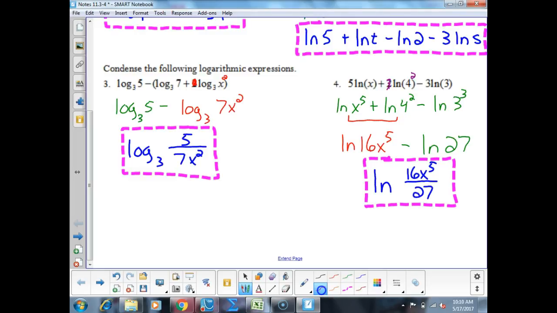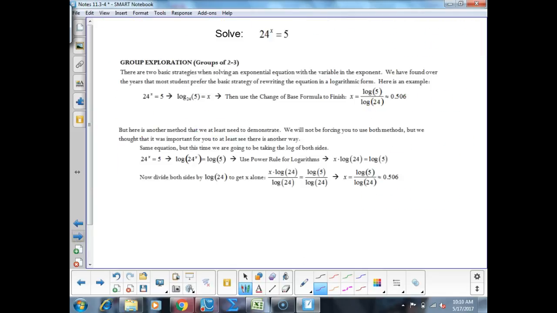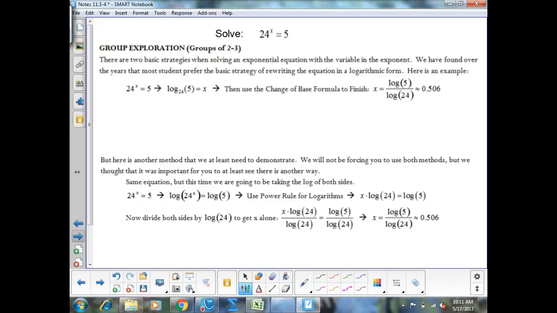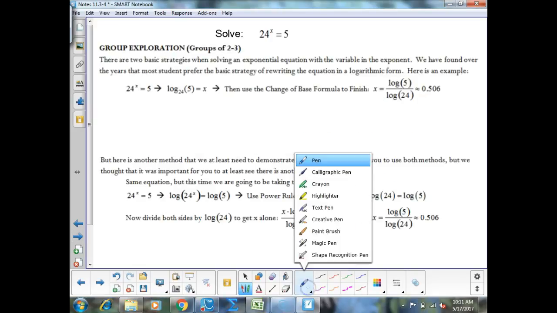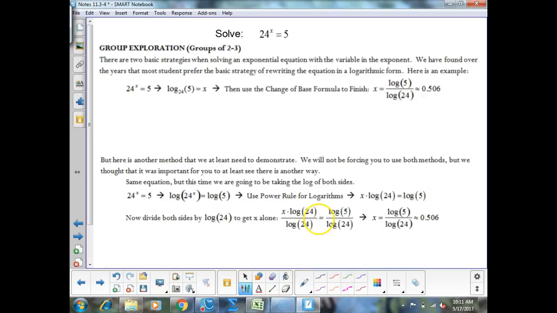Okay. What I'd like you to do now is take a couple of seconds to read through the bottom of page 1. Now, I'm going to put a big old star by this method, okay, because it's going to be your preferred method. I know it already that it's going to be your preferred method.